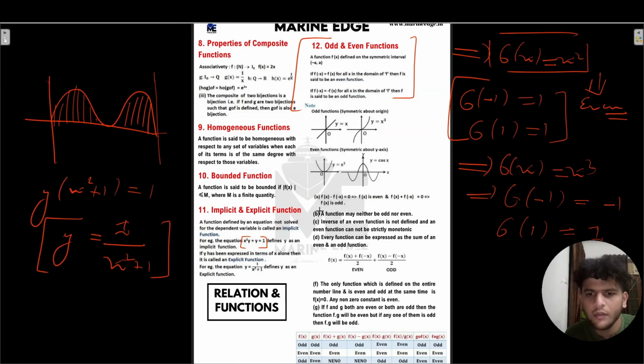That is, a function may be neither odd nor even. Okay, the inverse of an even function cannot be defined, and an even function cannot be strictly monotonic. Monotonicity is something which we'll be studying a little later. Okay, every function can be expressed as a sum of an odd and an even function.